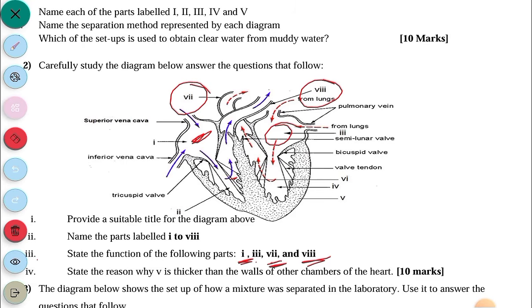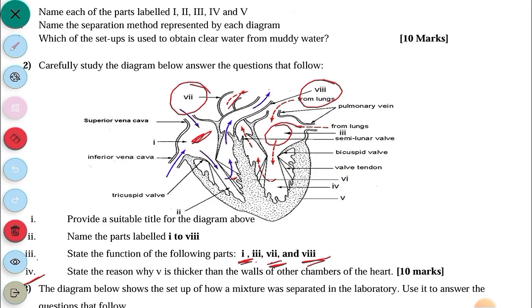Then vein II here is a blood vessel which sends blood to all parts of the body. It's a passageway through which blood passes to get to all parts of the body. Then vein III carries deoxygenated blood from the right ventricle to the lungs, from right ventricle to the lungs to be oxygenated.